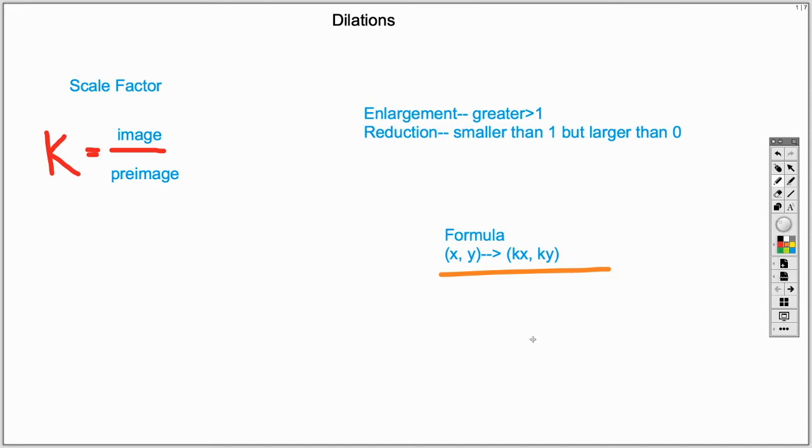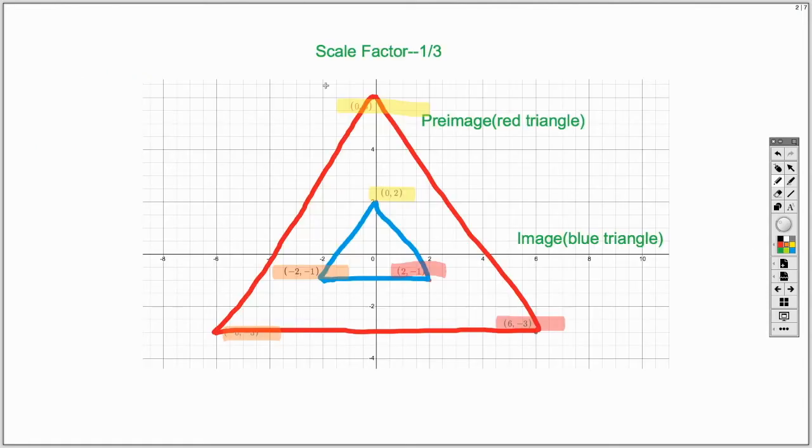So now let's begin with actually seeing an example of a dilation. Here we have a scale factor of 1/3. This is our pre-image, meaning that this is our original figure, the first figure which we initially had. And this is our image, what we want to be dilated. In this instance, we want this to be dilated by the scale factor of 1/3. So what I would simply do is take my pre-image points and multiply them by 1/3.